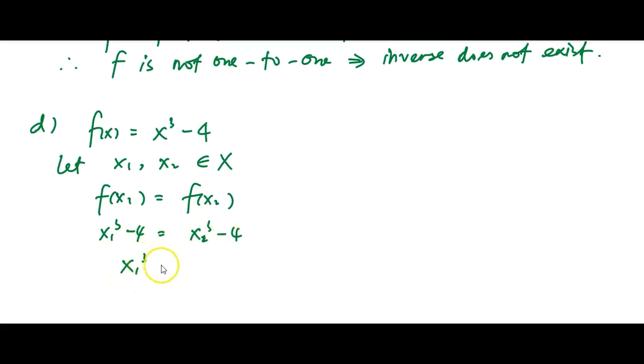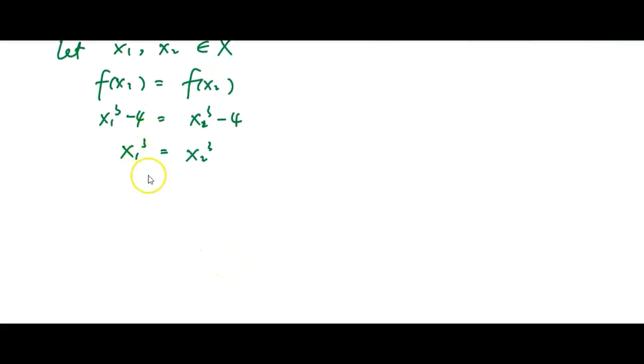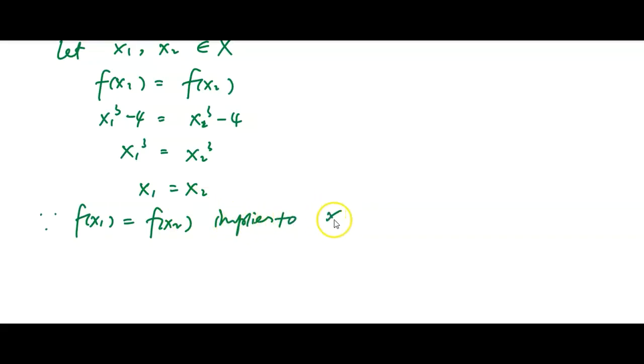You get x1 cubed equals x2 cubed. So take a cube root at both sides. That is x1 equals x2. So again, you repeat the reason. f(x1) equals f(x2), this is the equation that we use, implies x1 equals x2. So therefore, we say that f is one-to-one.